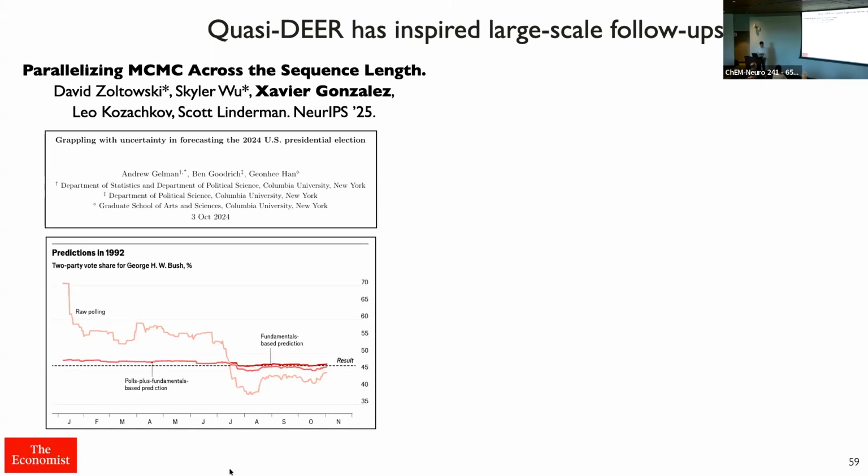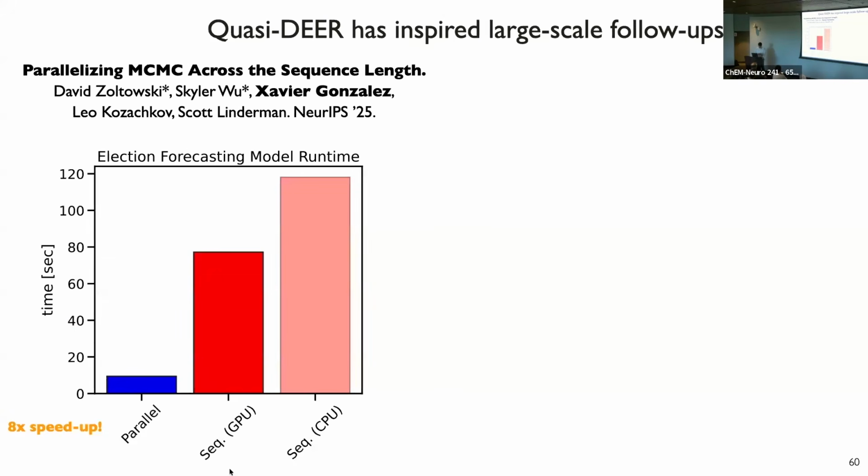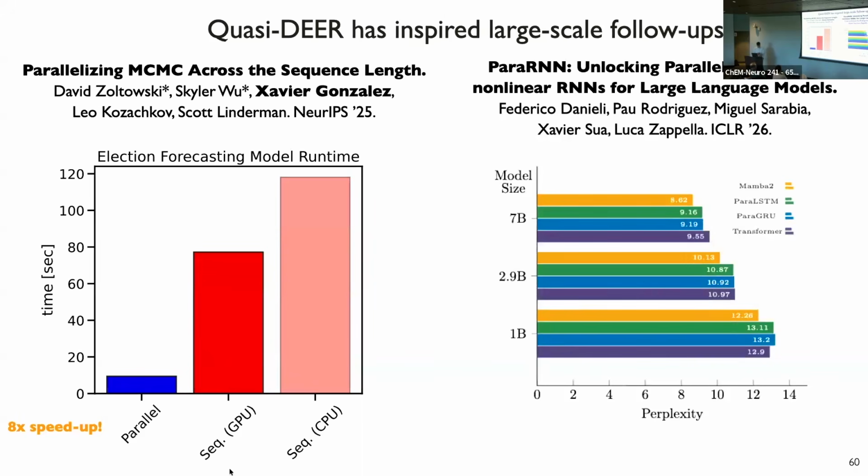So here, this is a very big scale regime. The dimension of this MCMC chain, the state size, is around 5,000. So we had to use quasi-Deer. And when we deploy it, we're able to see an 8x speed up of our parallel methods over sequential methods, whether they're run on GPU or even on a CPU, which is supposed to be faster to run sequential approaches.